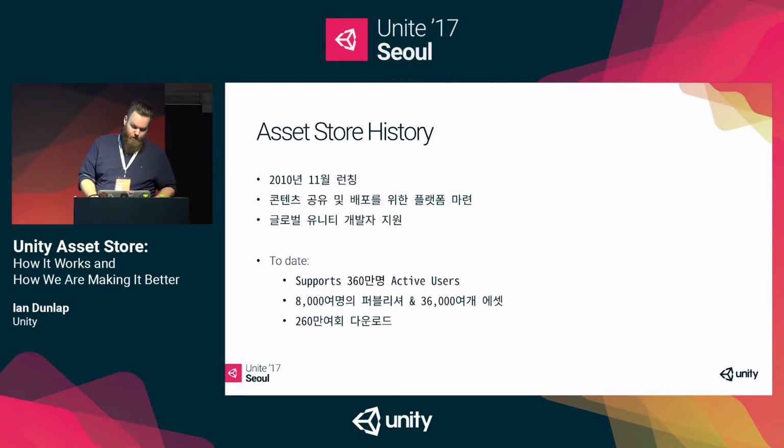A little bit of history of the asset store. It launched back in November of 2010, with the goal to create a platform to empower game development. It's grown tremendously over the past 7 years. To date, we support 3.6 million active users. We host about 8,000 publishers and over 36,000 products on the store.